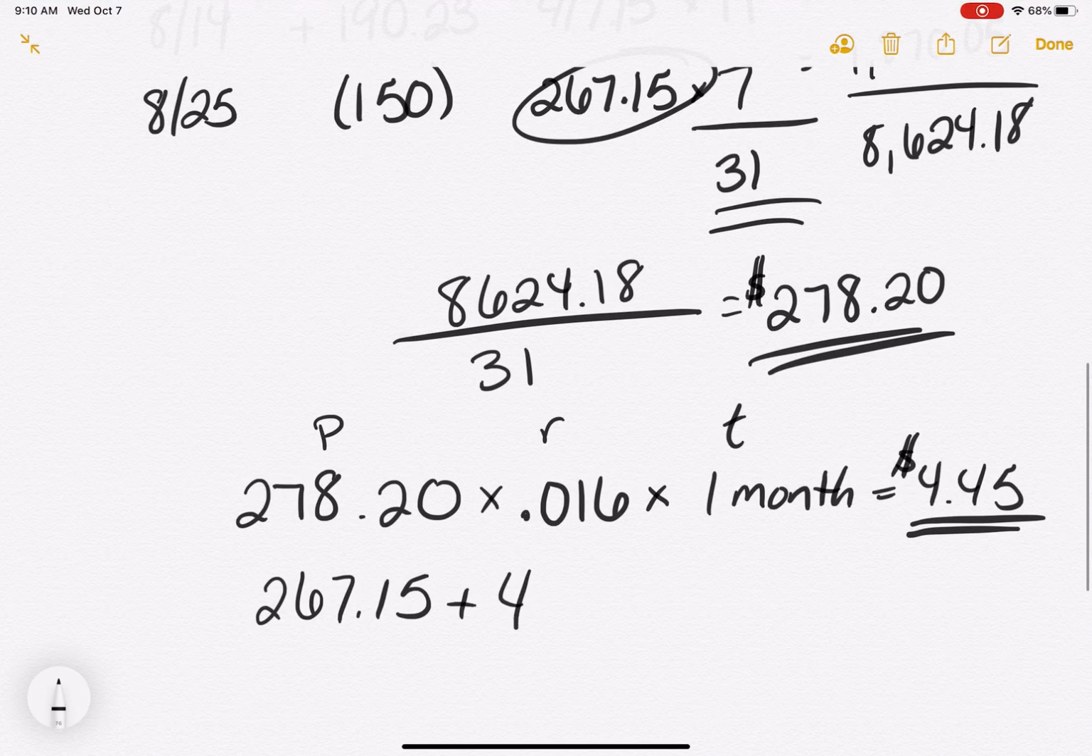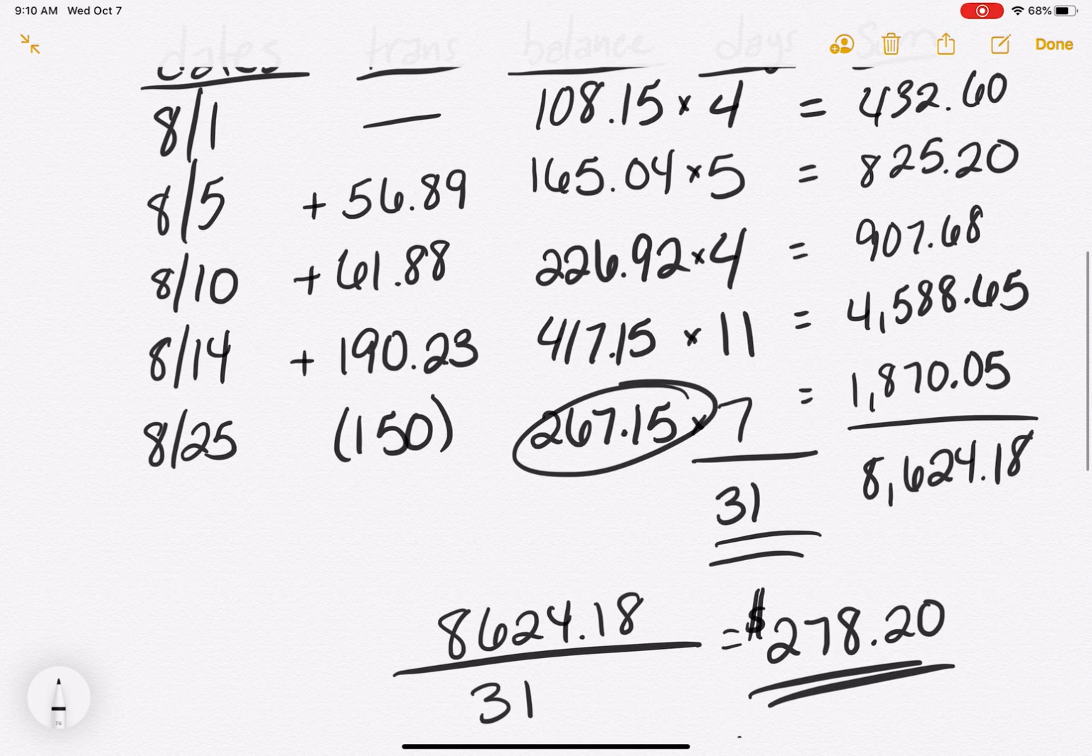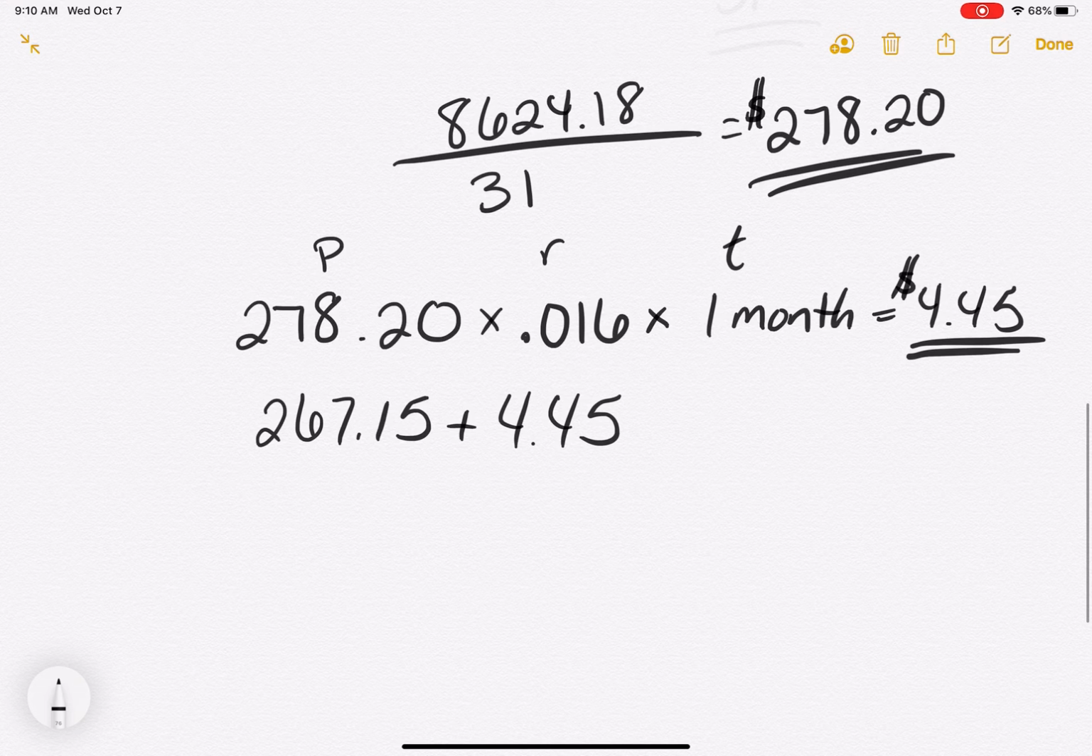267.15 plus 445. Do you understand why I did that? Why you can do the shortcut? Because we already added in all of our purchases and all of our payments, they are right there. So we did all of the work. We just needed to know what our finance charge was. That's why we have to do all of the equaling and all of the averaging.